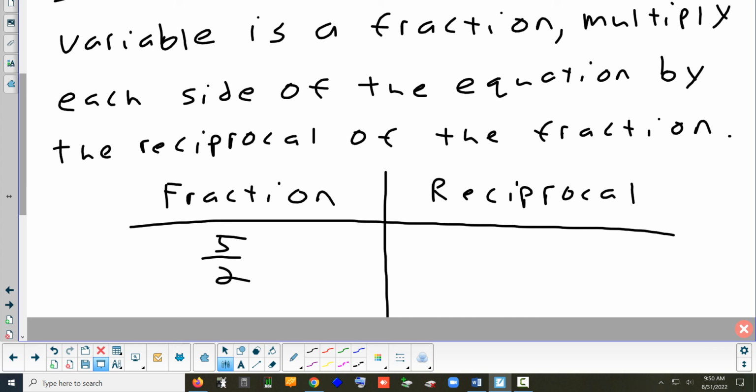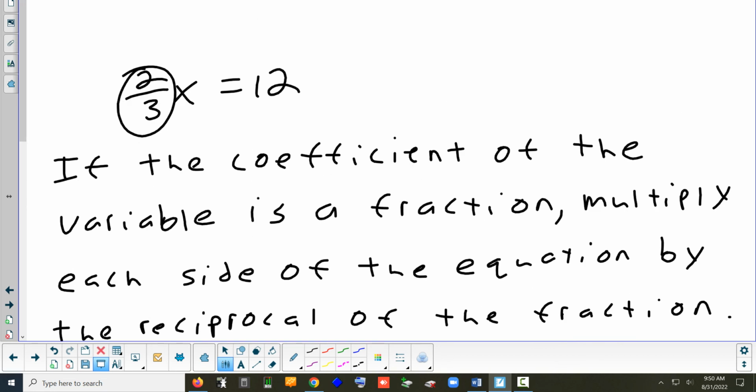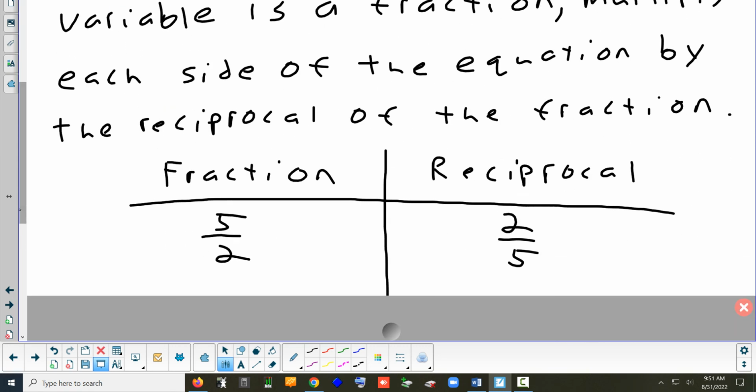Megan, what does it mean to find the reciprocal? Flip the fraction. Right, it means to flip it. So can you tell me what the reciprocal would be for 5 over 2? 2/5. So if 5 over 2 was the number in front of the variable, when we try to solve this problem, it would involve using 2/5.